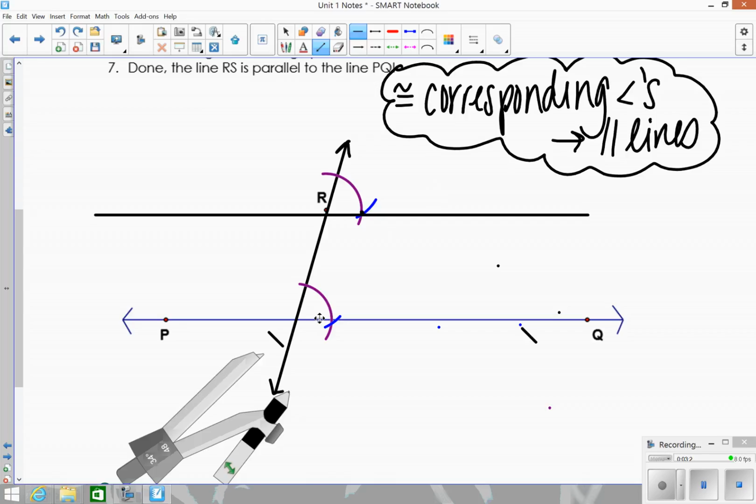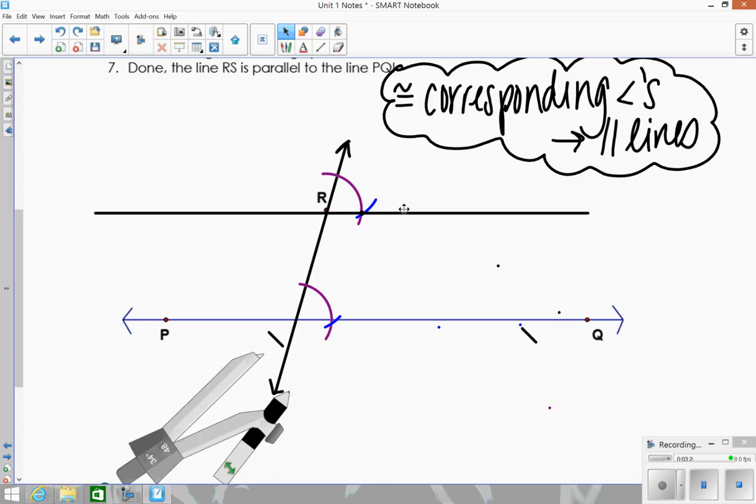Mine's a little bit off because I know when I measured down there it was a little bit off. So hopefully you got yours to match up a little bit better. But there's my line that is now parallel to this given line. And again, I know that they're parallel because these two angles are congruent because I just copied them. And if I have congruent corresponding angles, which these angles are, it means that the lines must be parallel.